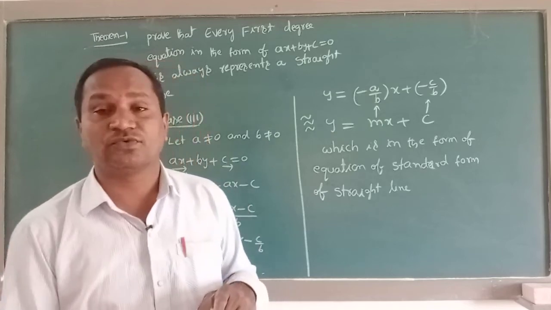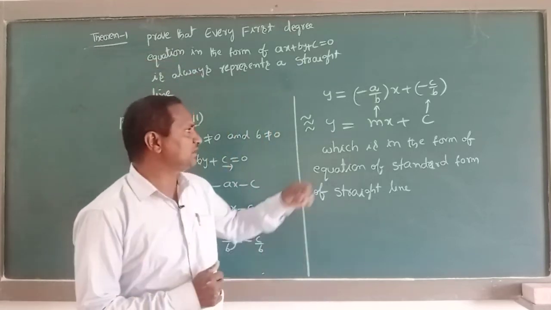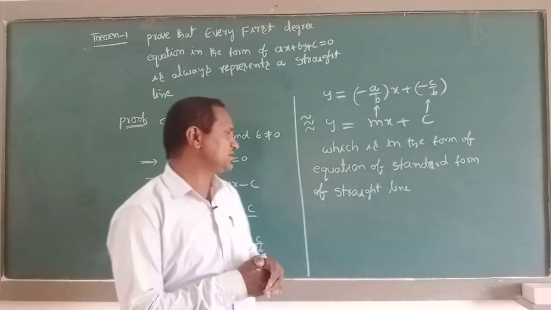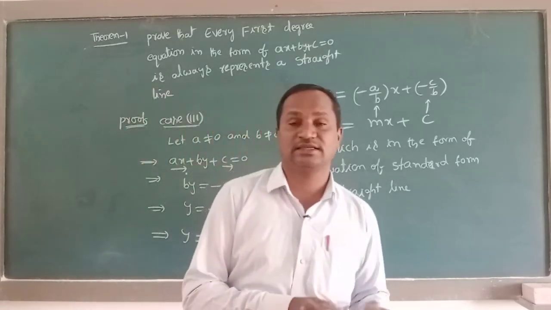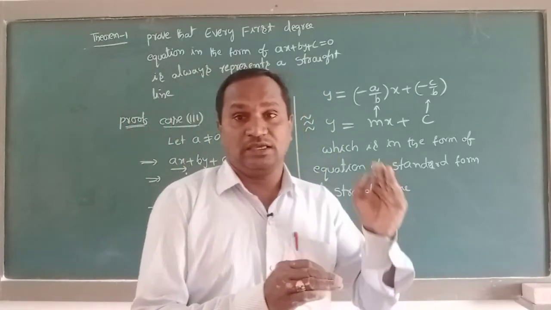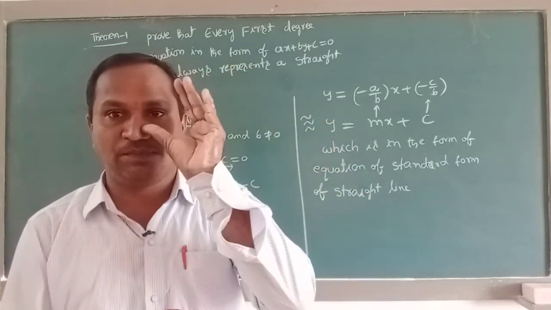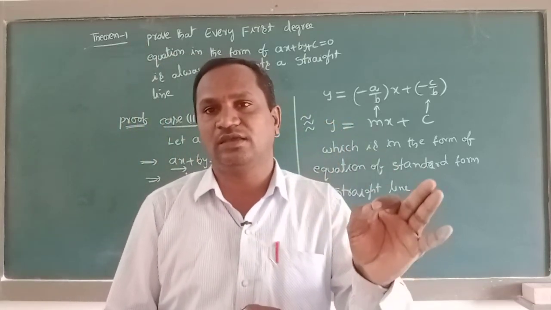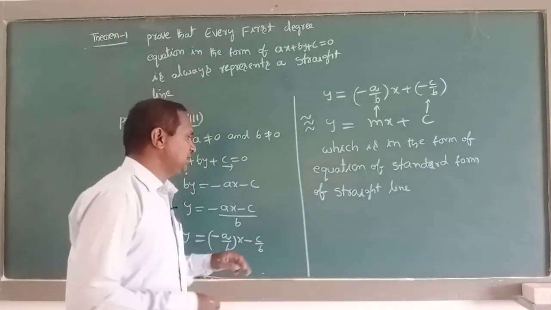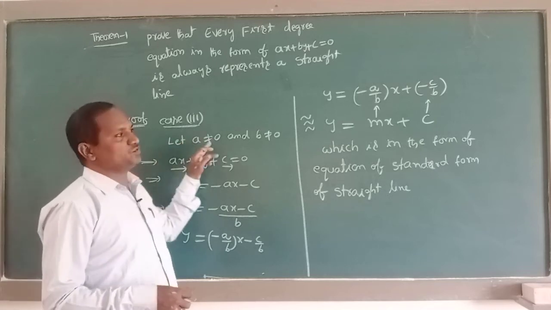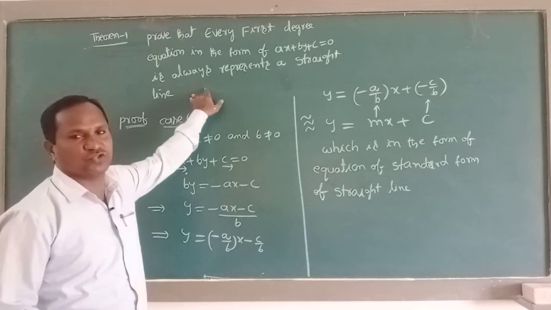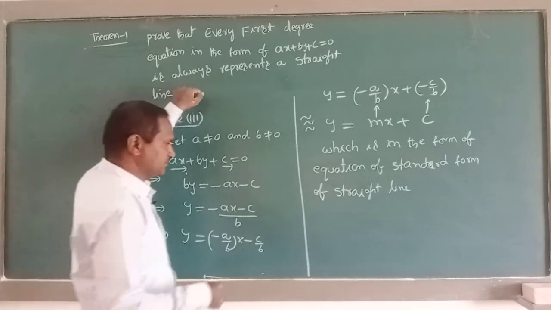It is in the slope-intercept form, that is y is equal to mx plus c, which is the standard form of equation of a straight line. Like that, from all the three cases we can write an equation ax plus by plus c is equal to 0, which always represents a straight line. So finally, from case 1, case 2 and case 3 we can write that ax plus by plus c is equal to 0 always represents a straight line.